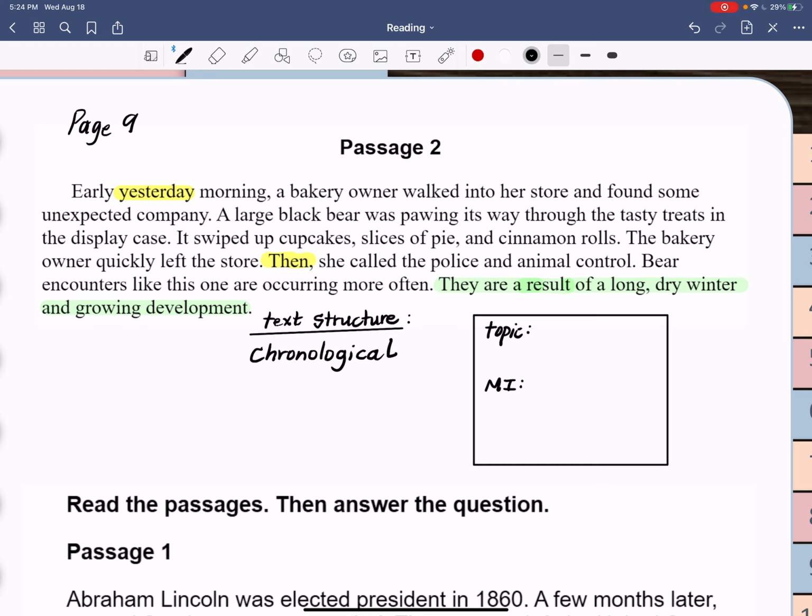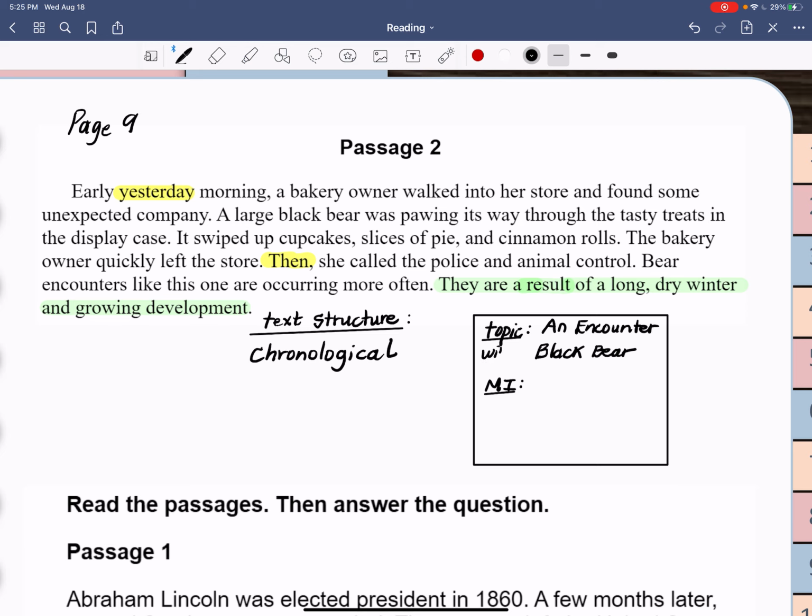So this one is also a black bear story. But it's not a problem solution. It's not a cause effect. It's a time order. So I'm going to say an encounter with a black bear.